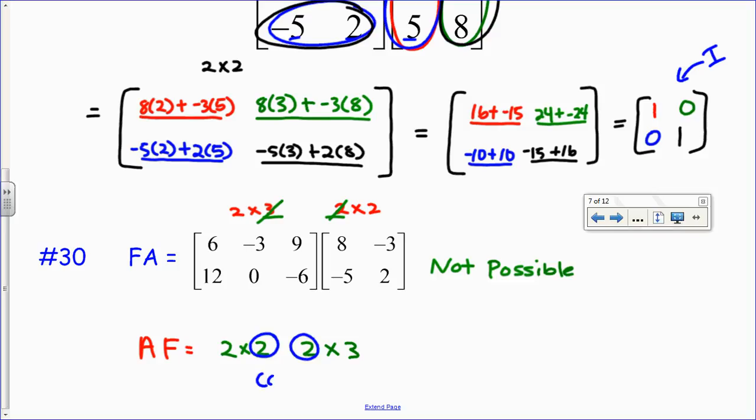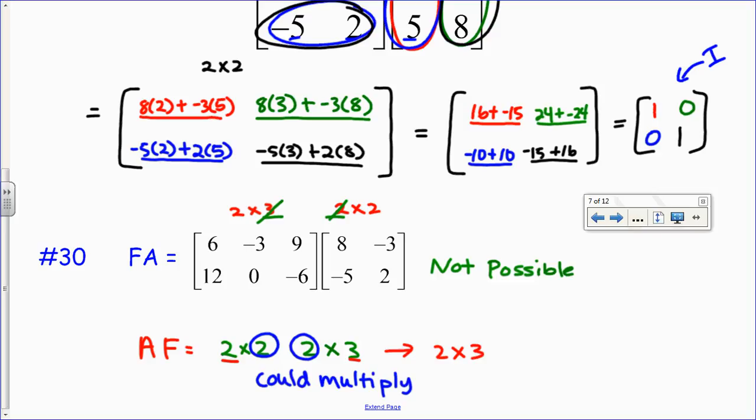Okay. So matrix multiplication is not commutative, meaning the order matters. Okay, so it's not like with real numbers, if you do 2 times 3, you get the same thing if you do 3 times 2. Okay? Matrices are not that way. The order matters. If you did multiply A times F, then your new matrix would be a 2 by 3 matrix.